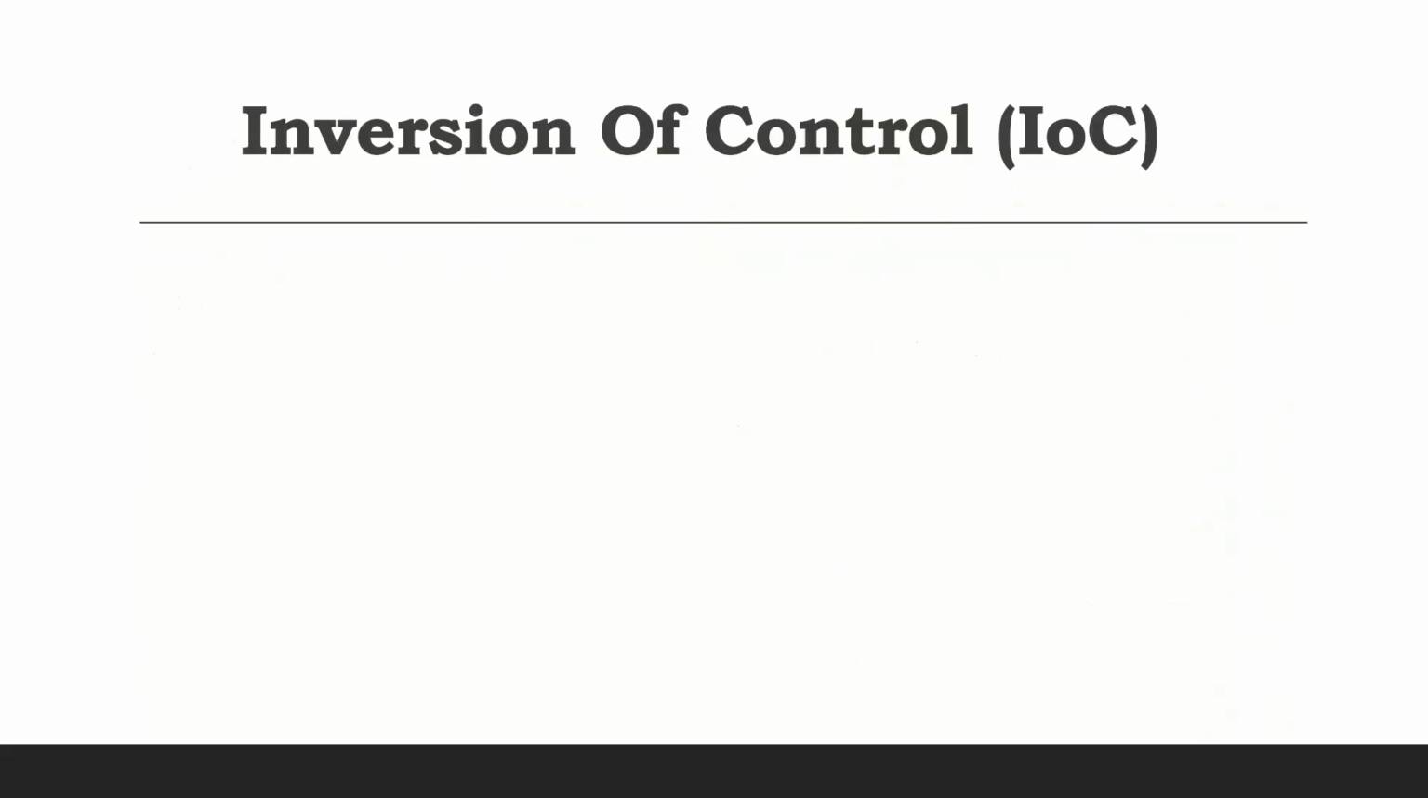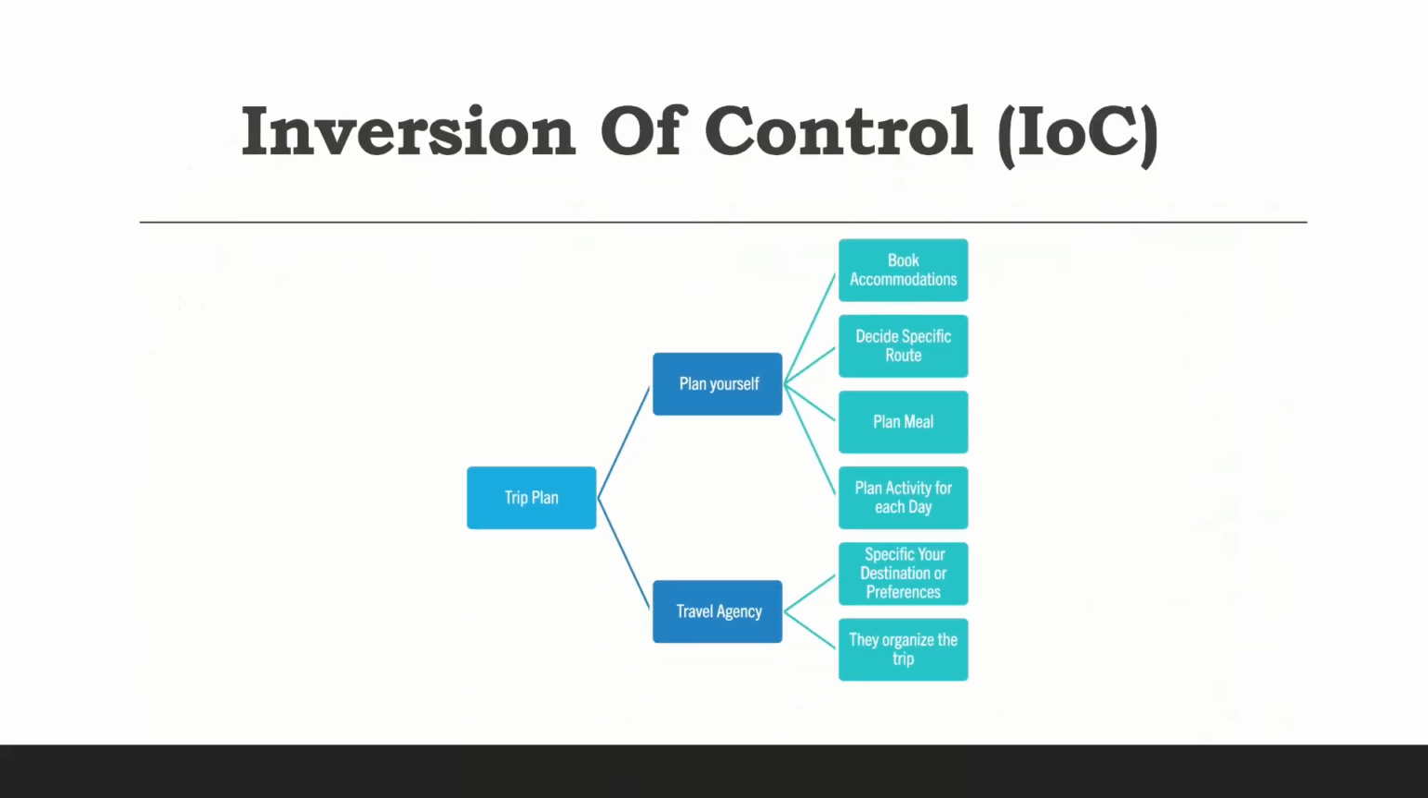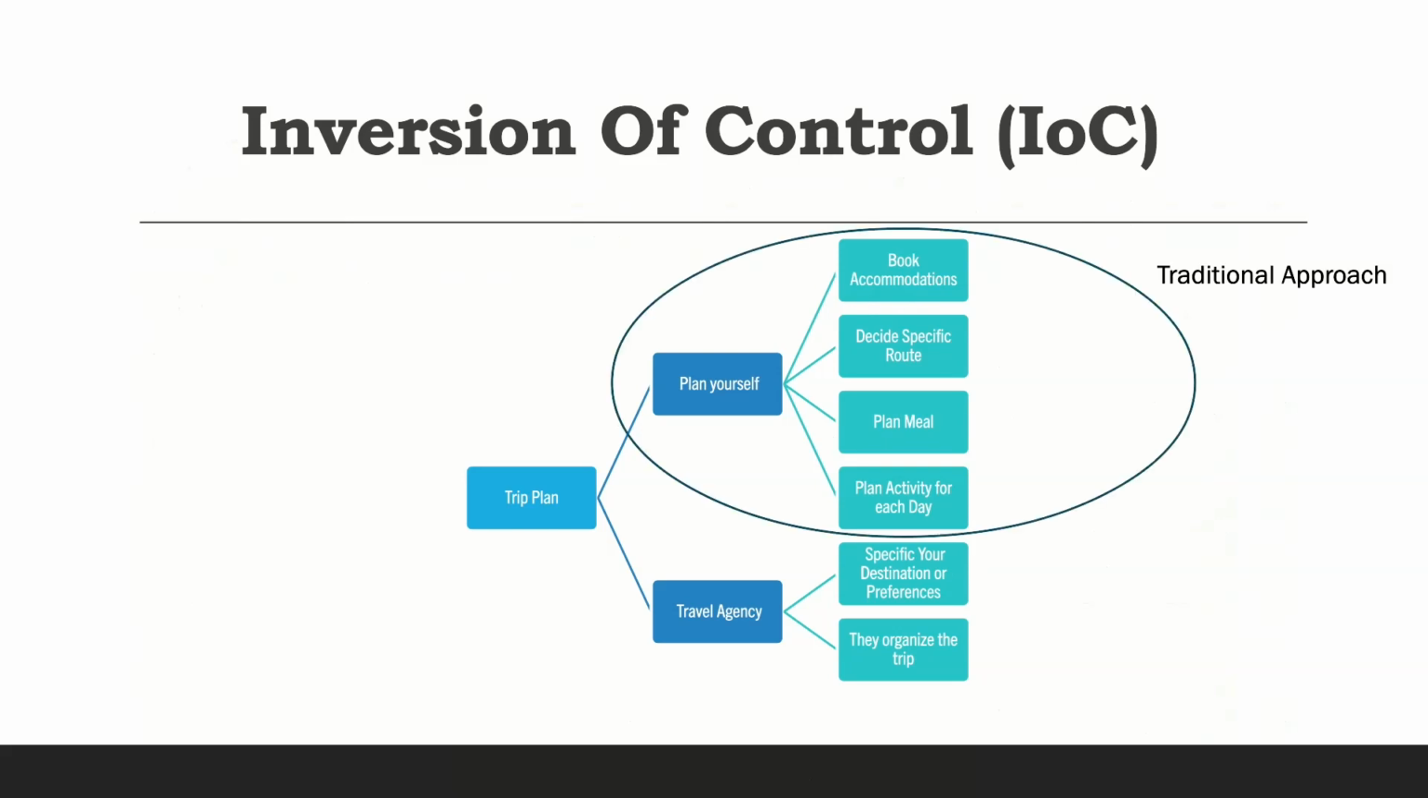To understand inversion of control by example, let's compare it to organizing a trip. In the traditional approach, you plan every detail, from routes to accommodations. This method involves selecting and booking all accommodations, deciding on the specific routes to take, and even planning meals and activities for each day. The aim is to minimize uncertainty and ensure a smooth, predictable experience. This is similar to how objects traditionally manage their dependencies.